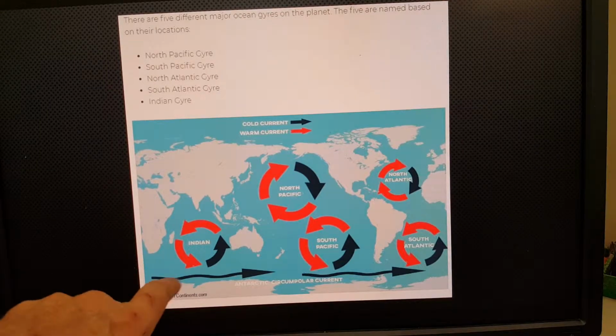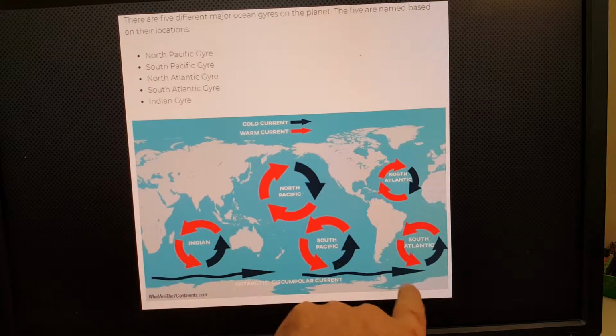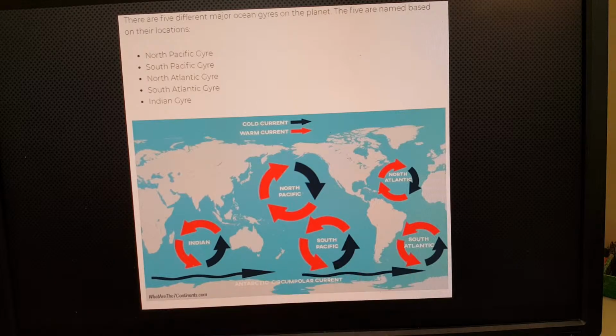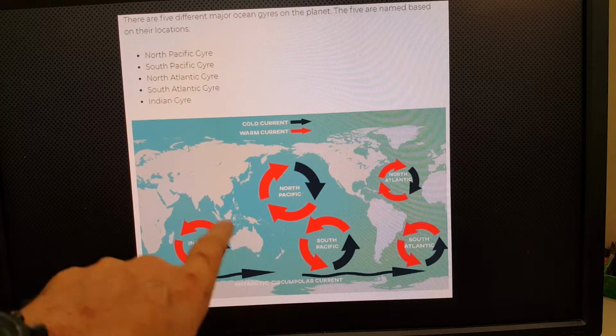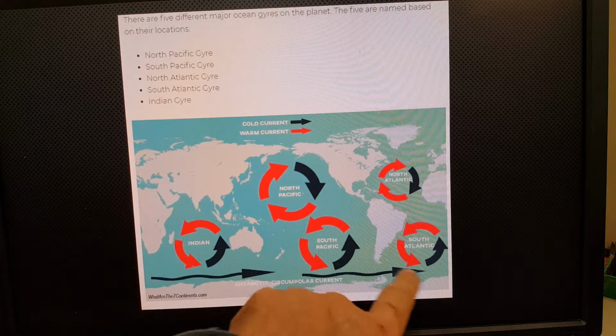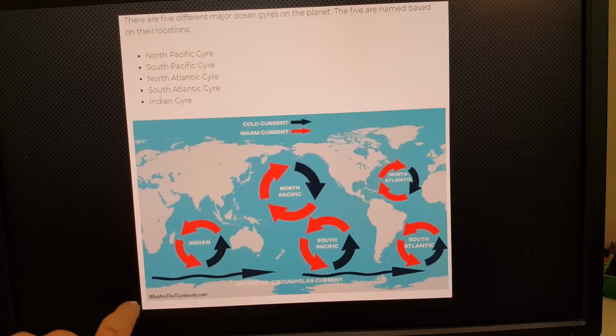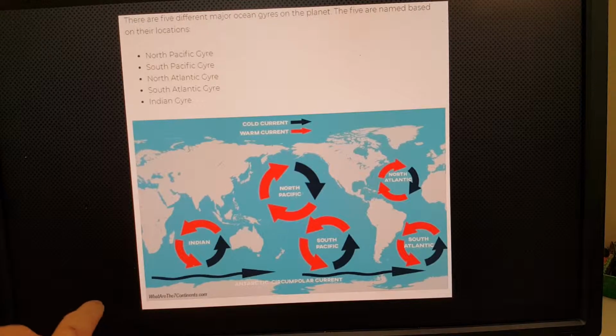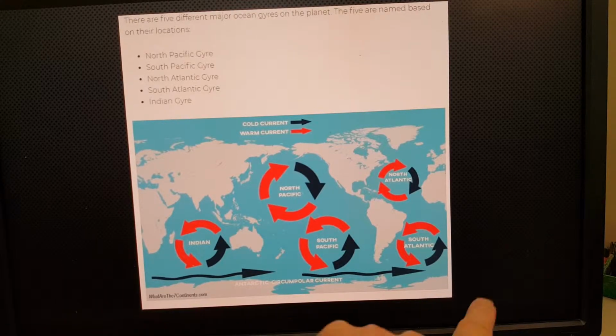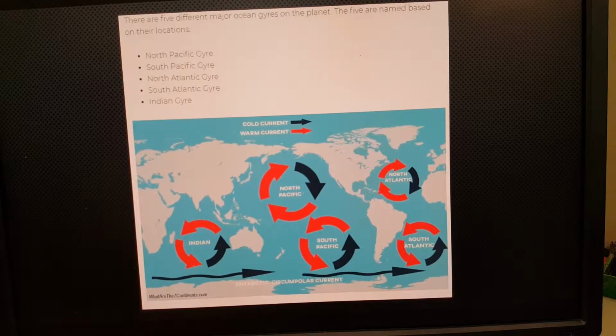In the Indian Ocean, South Pacific, and South Atlantic, it's the same pattern, but they're rotating counterclockwise. And then lastly, we have this Antarctic circumpolar current that runs the entire length of the south part of the planet.